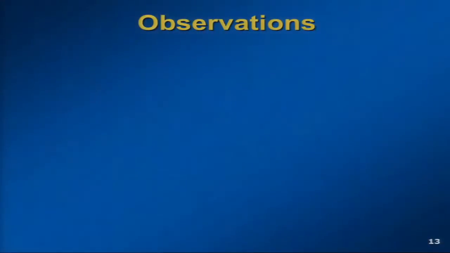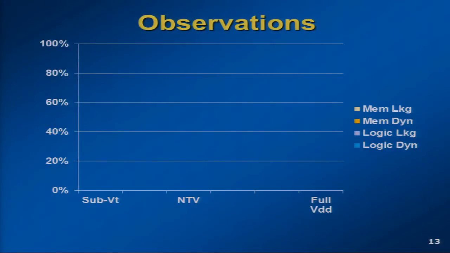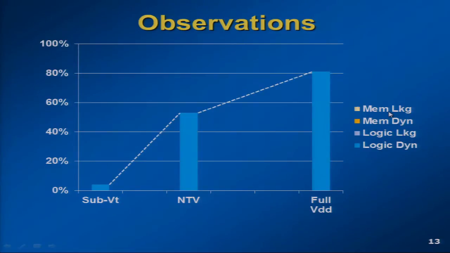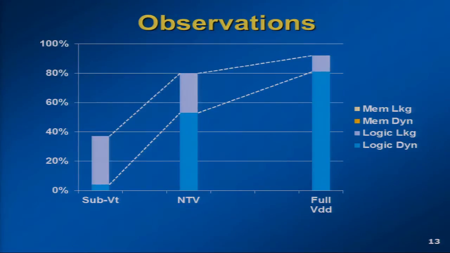So, some observations here, some other details. The same processor, sub-threshold, near threshold, and full VDD. Where is the power going? Logic dynamic power, logic leakage power, memory dynamic power, and memory leakage power. If you look at this Pareto analysis, you can see this is the logic dynamic power. You look at the logic leakage power. As you go towards NTV, the logic leakage power becomes a substantial portion of the total power.